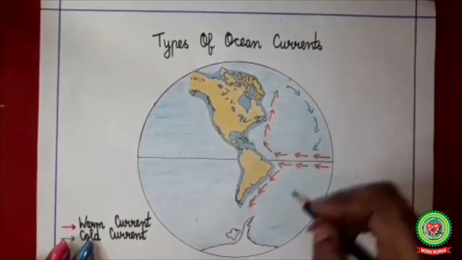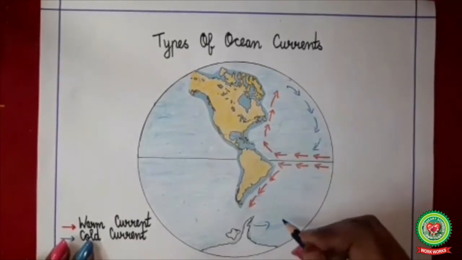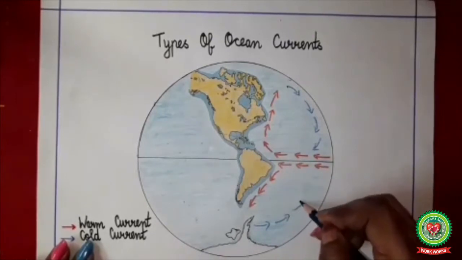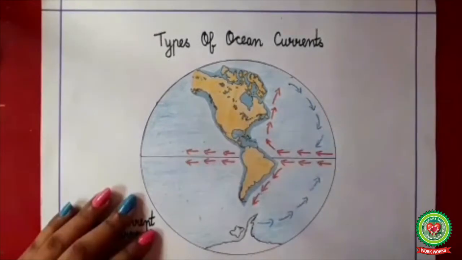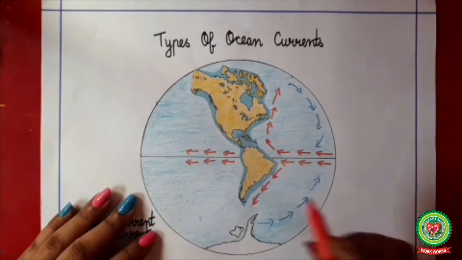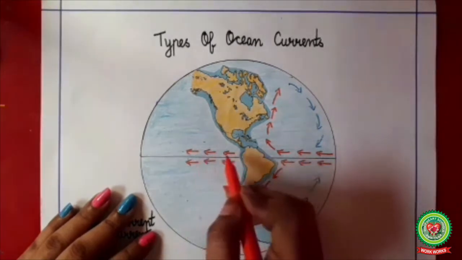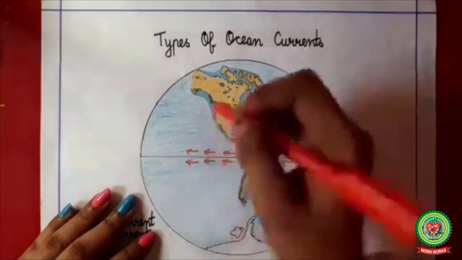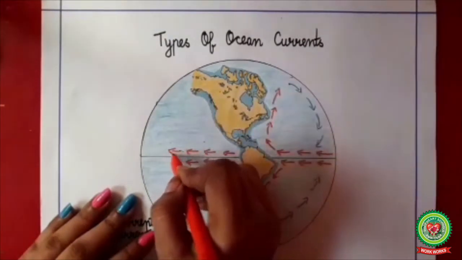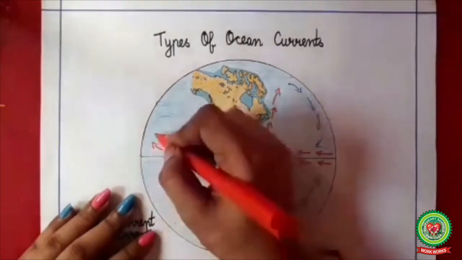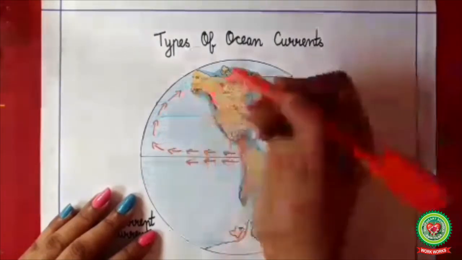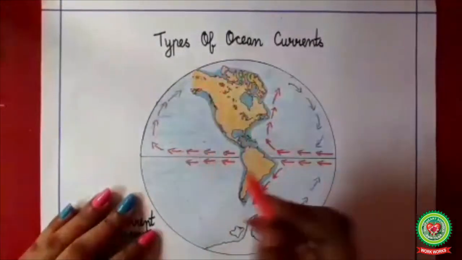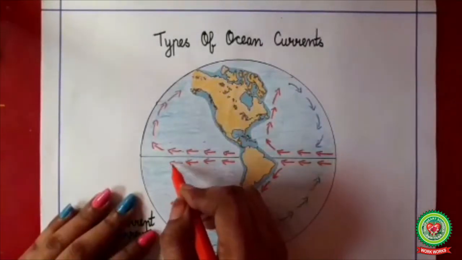In both the hemispheres, from poles to equator. Or we can say that warm currents flow from warm areas of the low latitude or equatorial areas to the colder areas of high latitude, like this, or to the polar areas. High latitude means the areas near the poles in both the hemispheres.